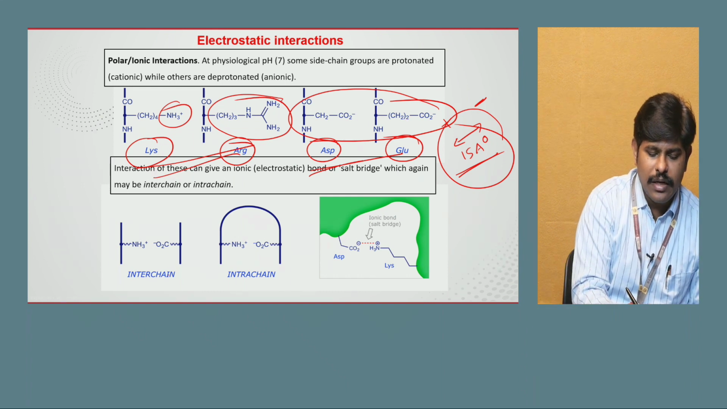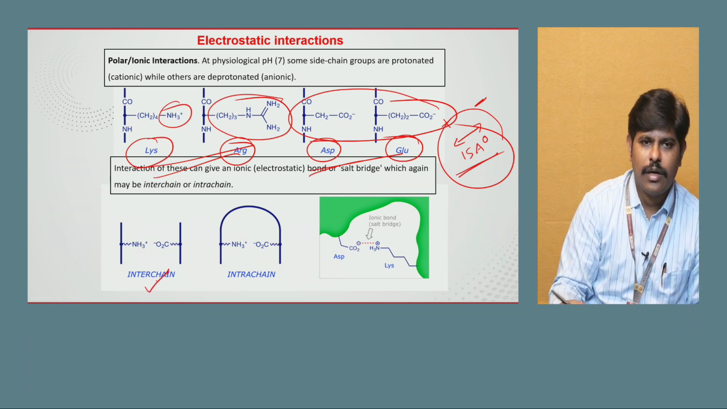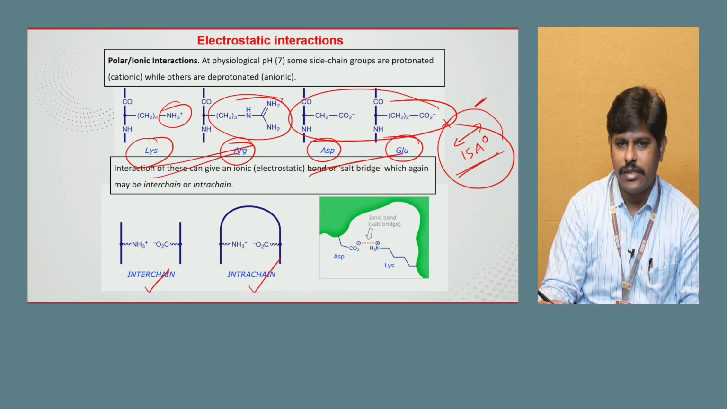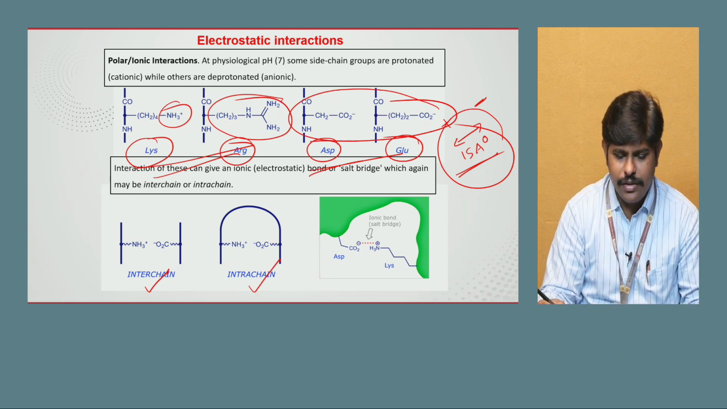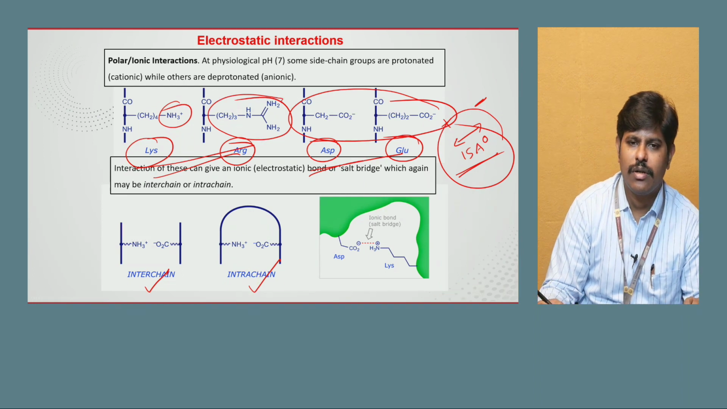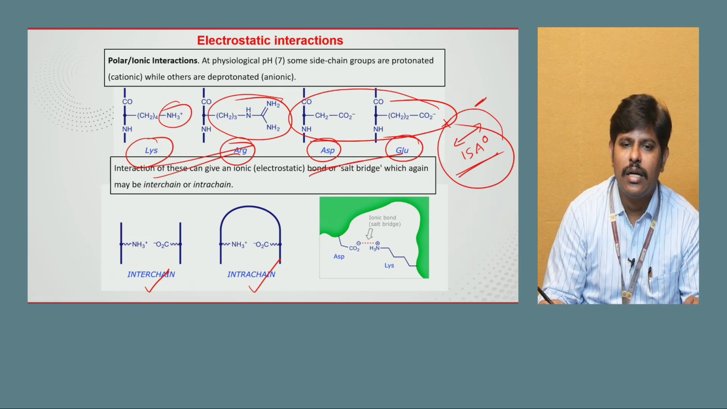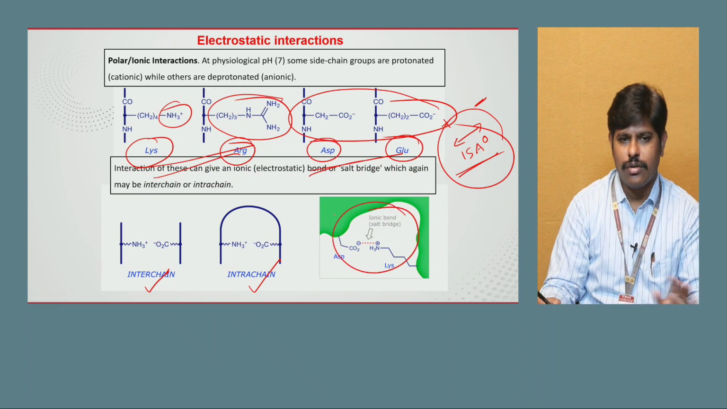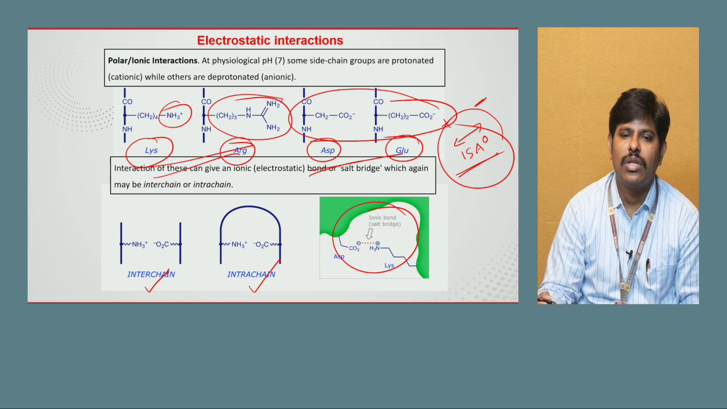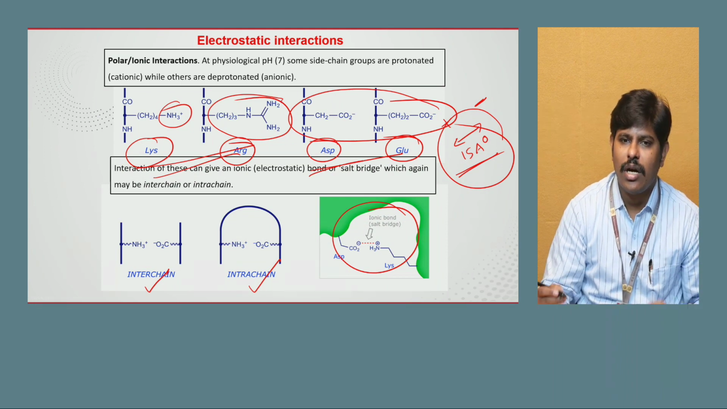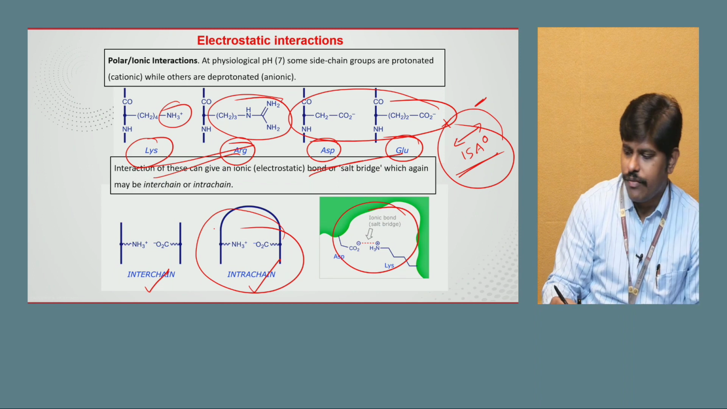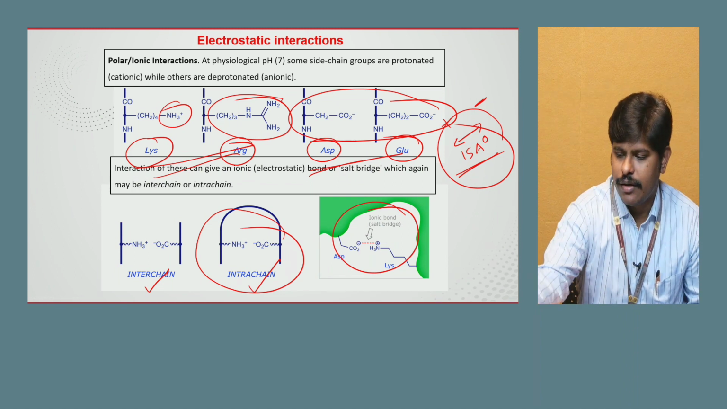They can form interchain electrostatic interactions and intrachain electrostatic interactions. So, more than one electrostatic interaction, we can call them salt bridges here or ionic bonds here. So, basically these are ionic bonds and more than one interaction will become the salt bridge between two different chains of a protein here.